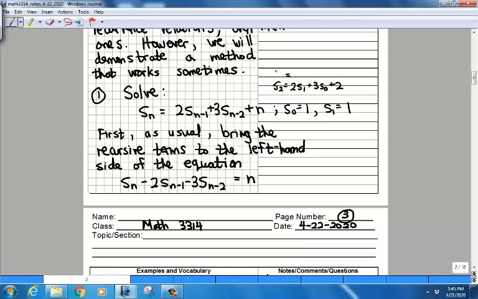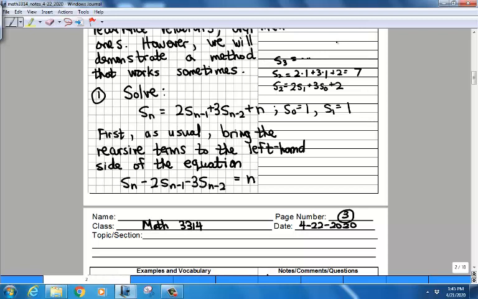So let's see, what is S sub 2 then? S sub 1 is what? 1. So you have 2 times 1 plus 3 times S sub 0, which is also 1, according to my initial condition here, plus 2, right? So what does that add up to? 2 plus 3 plus 2 is what? Is that 7? All right, so we know that S sub 2 is 7, and now that we know S sub 2, we could go on and compute S sub 3, and so on and so forth.